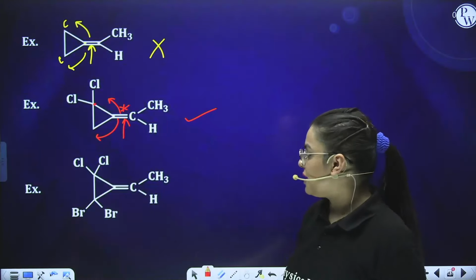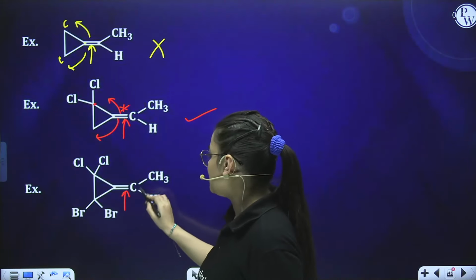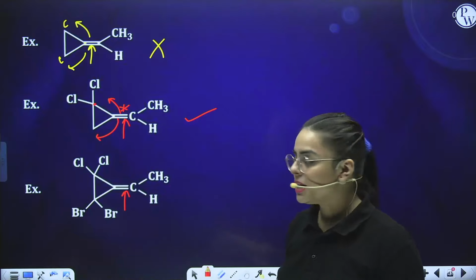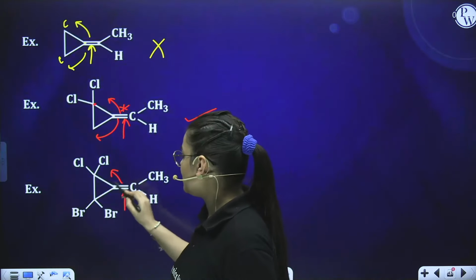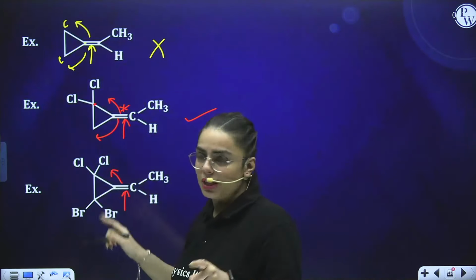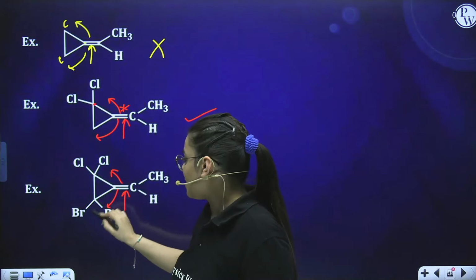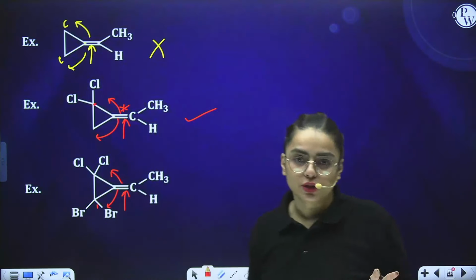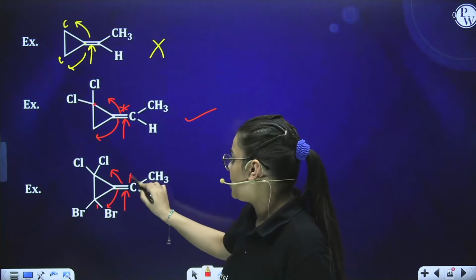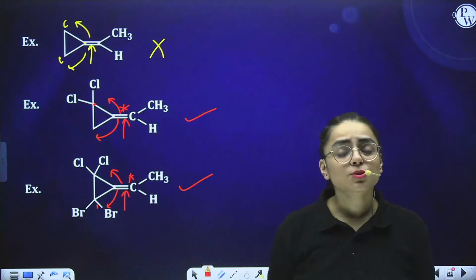Clear? Now if I see this double bond's case, across this I am seeing CH3 and H, which are different groups. Moving in this direction, I am getting carbon, chlorine, chlorine. If I am moving in this direction, I am getting carbon, bromine, bromine. Hence different groups. So I would say yes, it is a stereogenic center. Geometrical isomerism is possible over here.